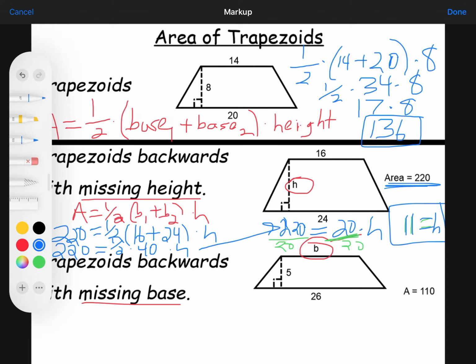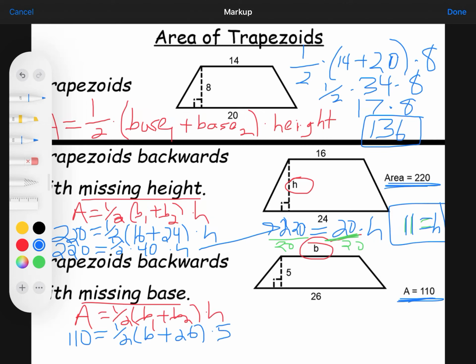Not too bad, and if that's all this was, this would be probably a little bit easier than some of the other lessons. In terms of amount to learn, just a little bit longer formula. If you have a missing base, however, it gets a little bit harder. Same formula, but the algebra steps to find a missing base can be tougher. So here we have an area of 110. We have one base, that's the letter B. We have another base that's 26, and we have a height of 5. How do we handle this?